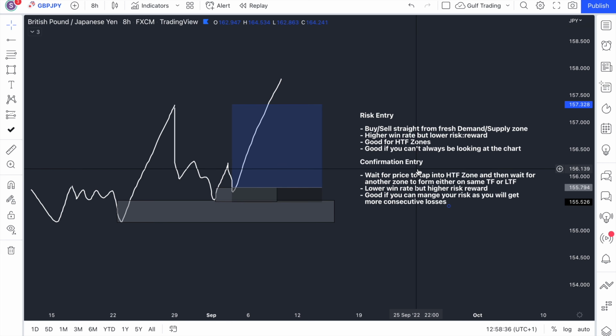And then confirmation entry: you're going to wait for price to tap into your higher time frame zone, and then wait for another zone to form, either on the same time frame or a lower time frame, which will increase your risk reward, but you will have a lower win rate. So this is better if you're experienced, or if you're able to manage your risk and you're confident in your strategy because you backtested it well, because you will most likely end up with more consecutive losses due to the lower win rate.